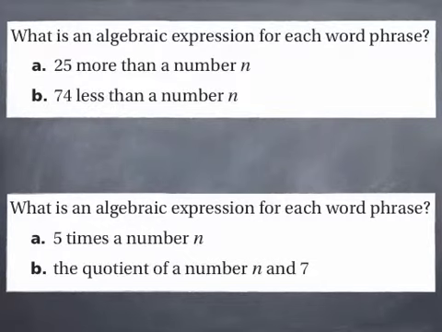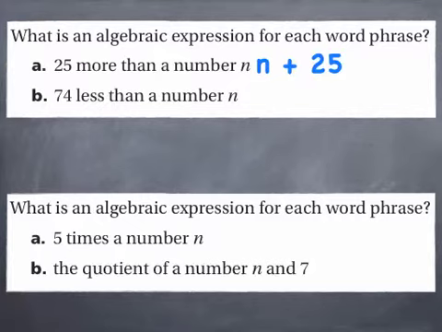The first set of examples says, what is an algebraic expression for each word phrase? The first example, A, says 25 more than a number n. More than indicates that we are going to be adding. We're adding 25 and the number n. So that could be n plus 25. Now, addition order does not matter. So n plus 25 is the same thing as 25 plus n. Both are correct.